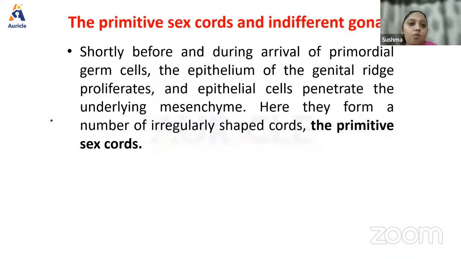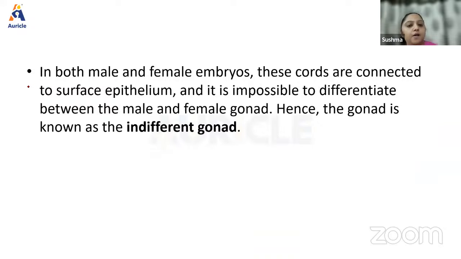Now, shortly before and during the arrival of the PGCs, the epithelium of the genital ridge proliferates and epithelial cells penetrate the underlying mesenchyme. Here they form a number of irregularly shaped cords called primitive sex cords. In both male and female embryos, these cords are connected to the surface epithelium and it is impossible to differentiate male and female. Hence, it is known as indifferent gonad.